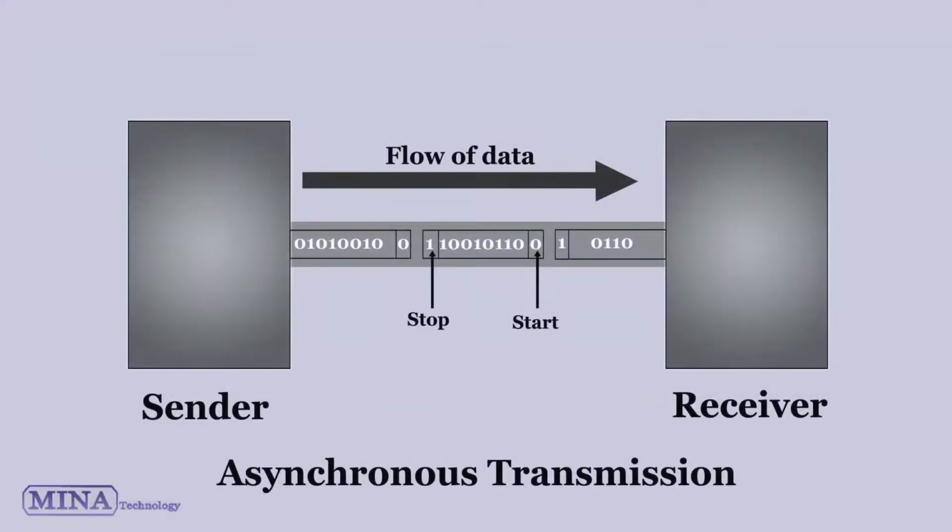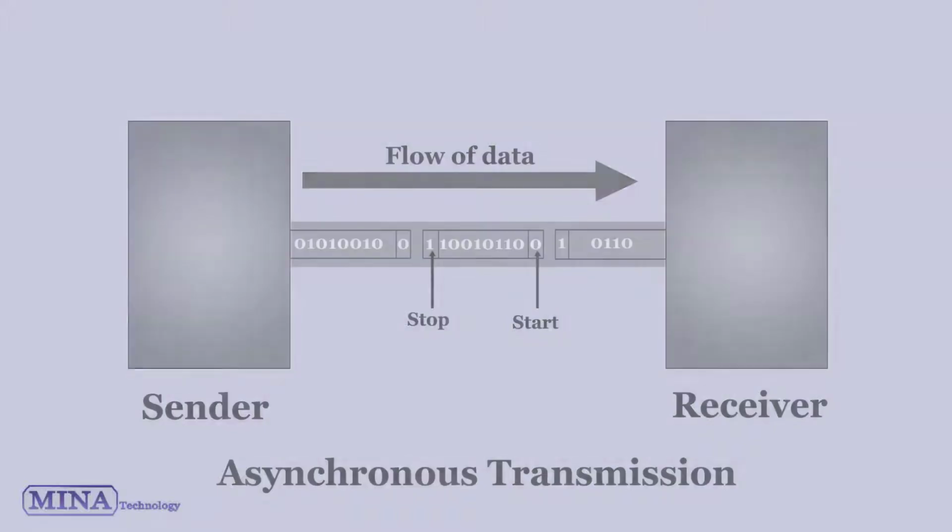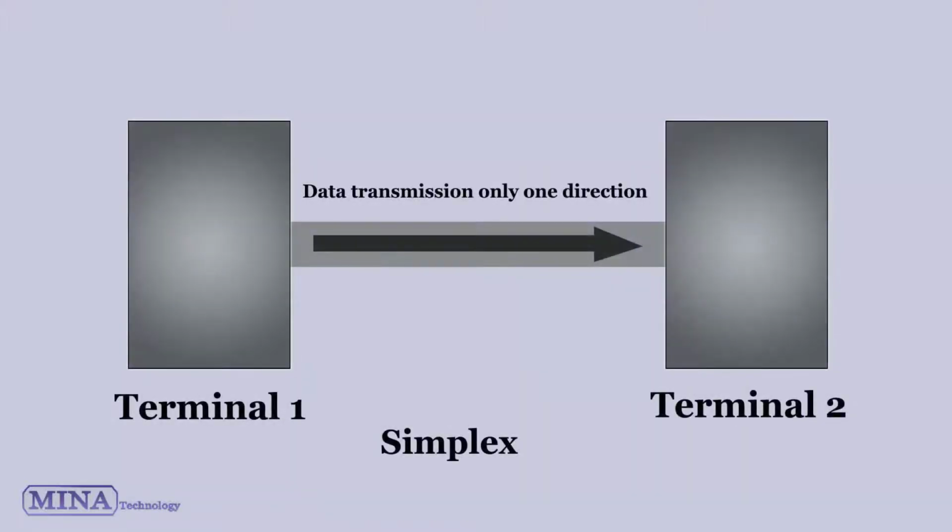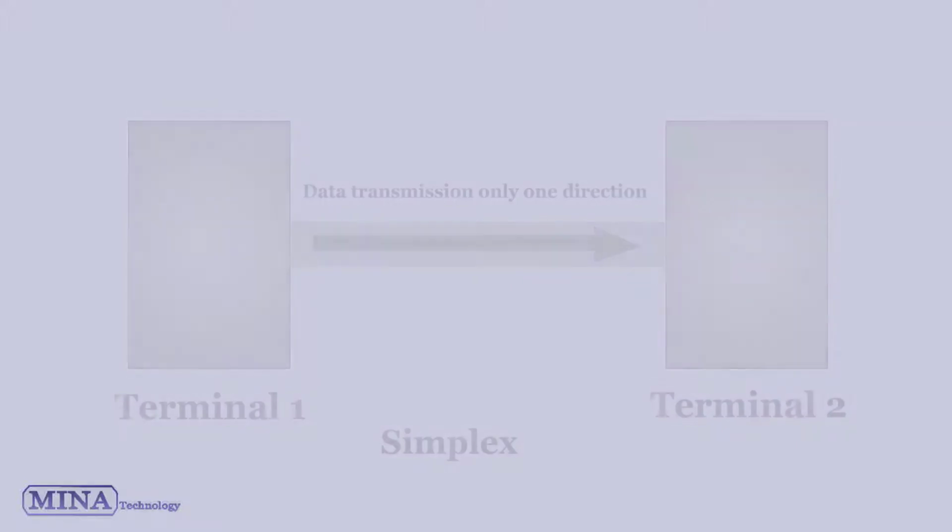In asynchronous transmission, data is sent in the form of bytes or characters. This transmission is half duplex type transmission. In this transmission, start bit and stop bit are added with data. It does not require any synchronization. In simplex data transmission, data is transmitted from sender to receiver.